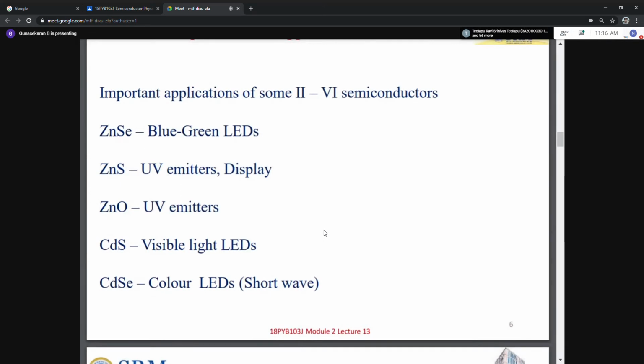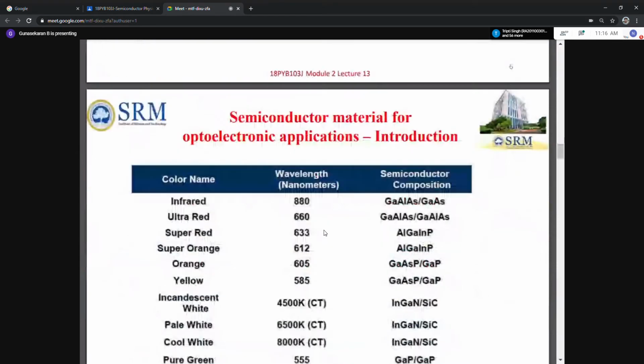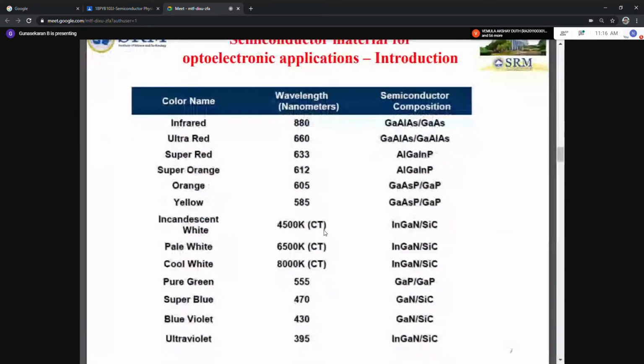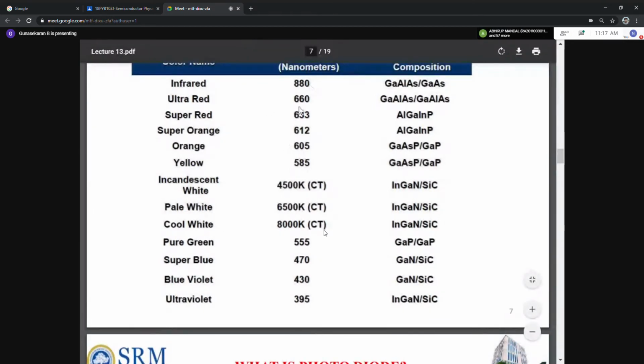And one more tabular column is also there. That table shows what type of materials they are using and what the wavelength range is, and where they are using them. See here, for example, the infrared color wavelength is 880 nanometer. For that semiconductor application, they use composition gallium aluminum arsenide or gallium arsenide. Sometimes you get gallium aluminum arsenide antimony also. Most of the color combinations are coming here, and the corresponding wavelength is given in the nanometer range.